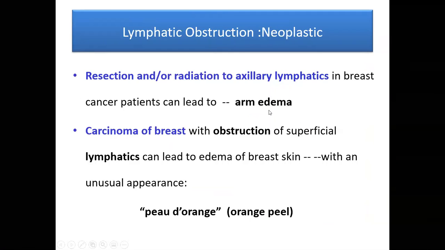Now, in neoplasia or cancer, if we remove the axillary lymphatics in breast cancer patients, that can lead to arm edema, and obstruction of the superficial lymphatics can lead to edema of the breast skin, which we call the orange peel appearance. That was the picture, or in French, we call it this.